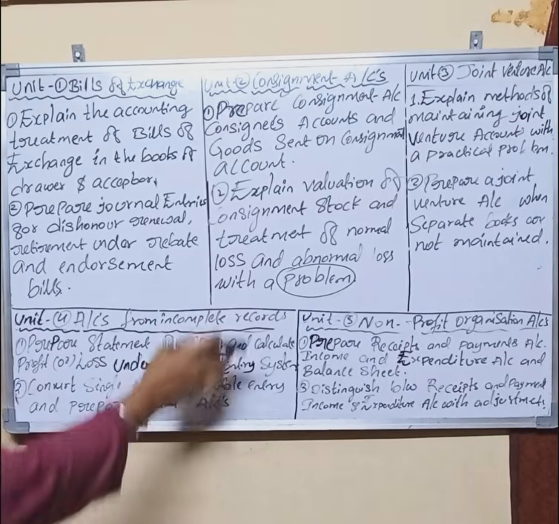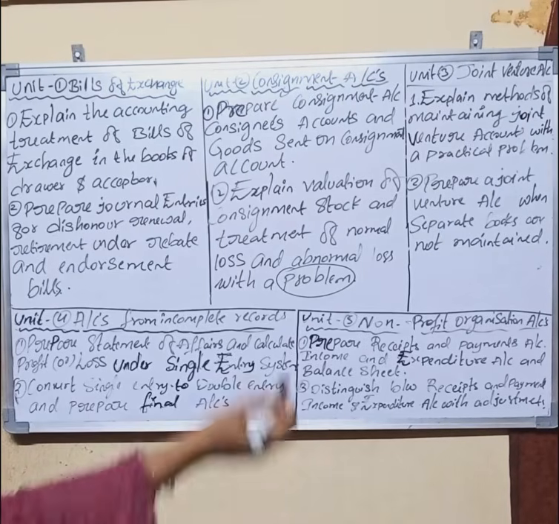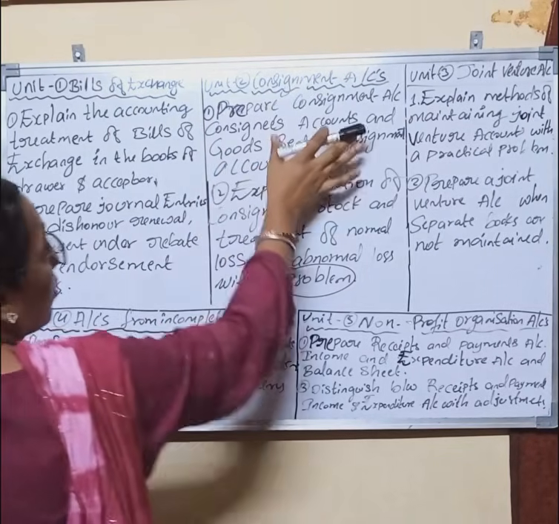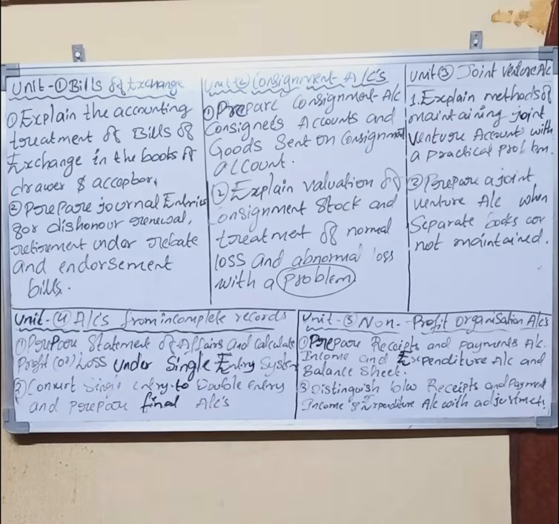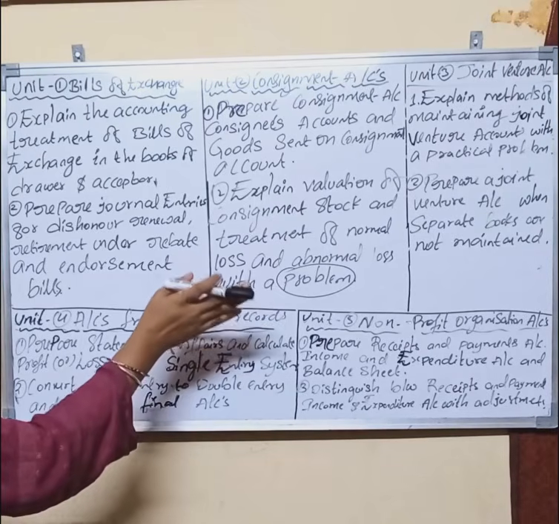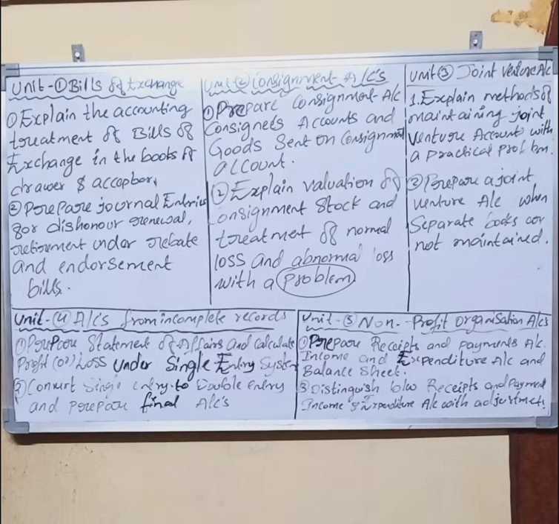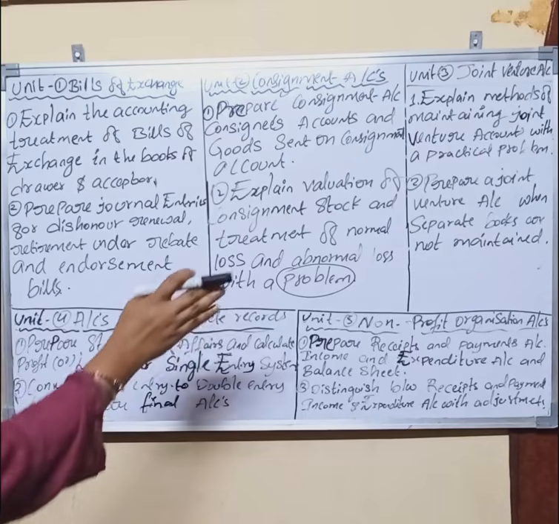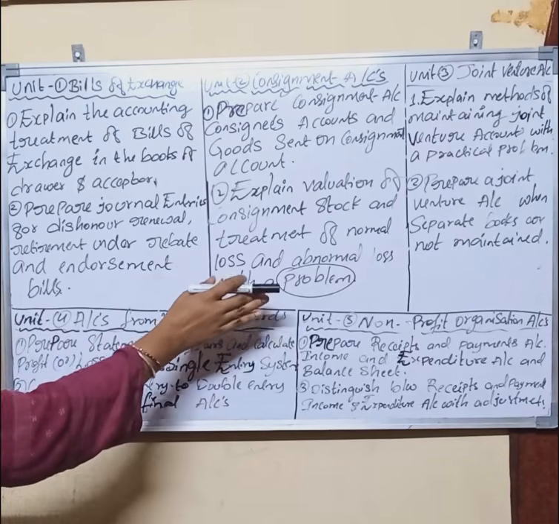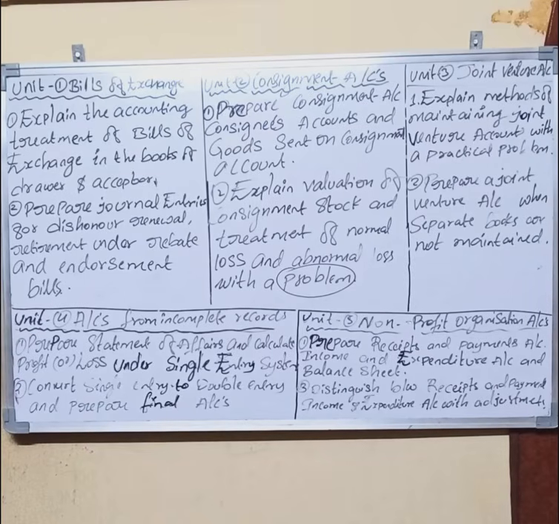Unit 2 is the consignment account. Here in consignment account, as I already mentioned, this consignment account is the process of sending goods to an agent for sale without transferring ownership. The consignor earns profit after deducting expenses and commission. Valuation of stock and losses: closing stock is valued at cost plus proportionate expenses. Normal loss and unavoidable loss are absorbed into cost, while abnormal loss is recorded separately.